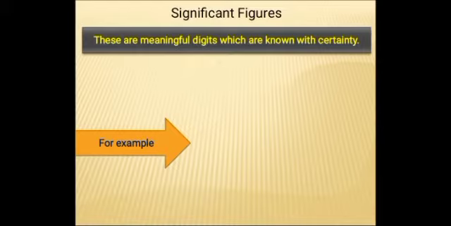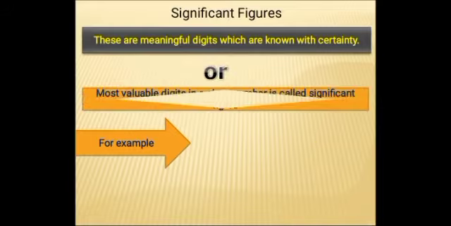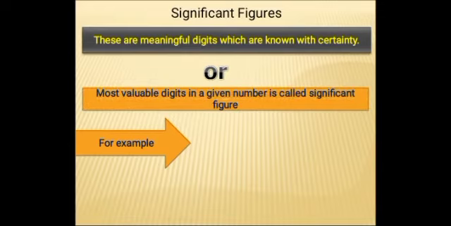Suppose I take 2.321 and so on, this is a number. So 3 point, this is the certain value. 3 point means the value is 3.2, somewhere between 3 and 4. But after that, how many digits are there? That is uncertain. So we need to find out the meaningful digits which are certain in that number. Or you can make it a very simple definition: a significant figure is the most valuable digit in a given number.